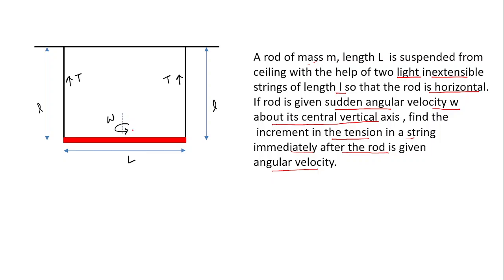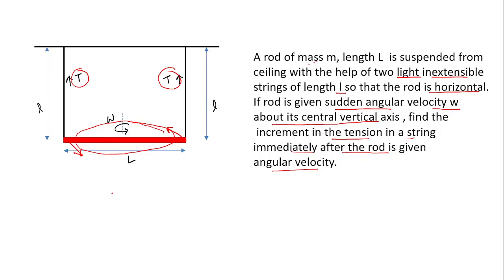Many of you might be thinking that the rod is going to rotate in a horizontal plane. This point will be coming something like this, and this will be going something like this. So overall, this rod will be rotating in a horizontal plane. So why will the tension increase?